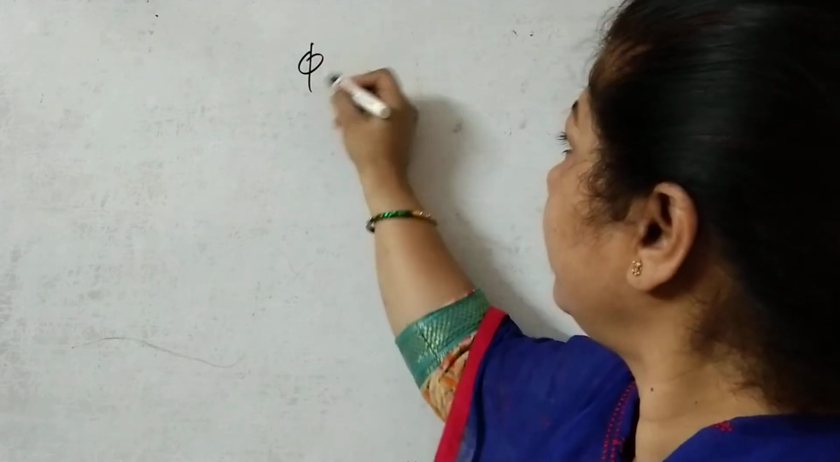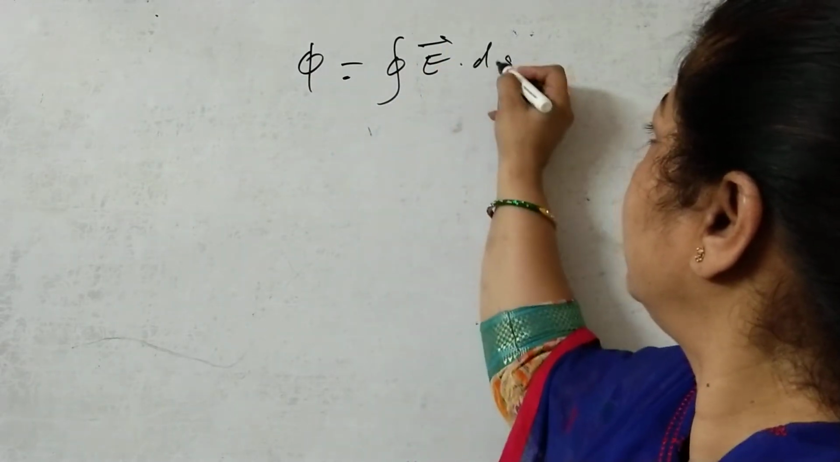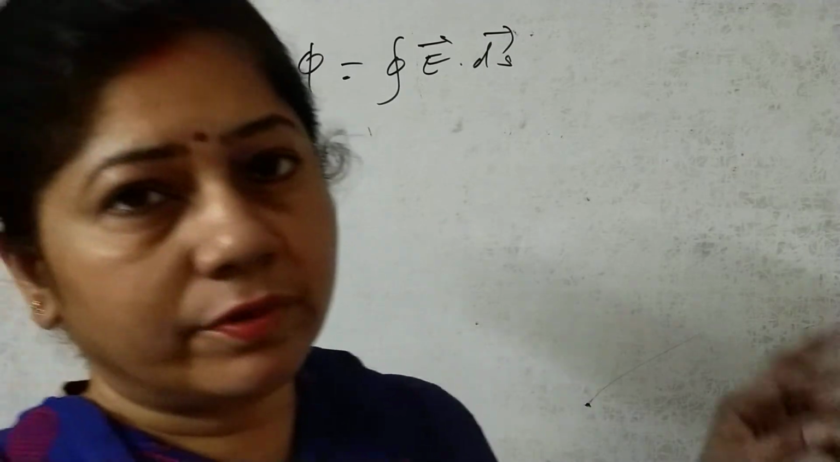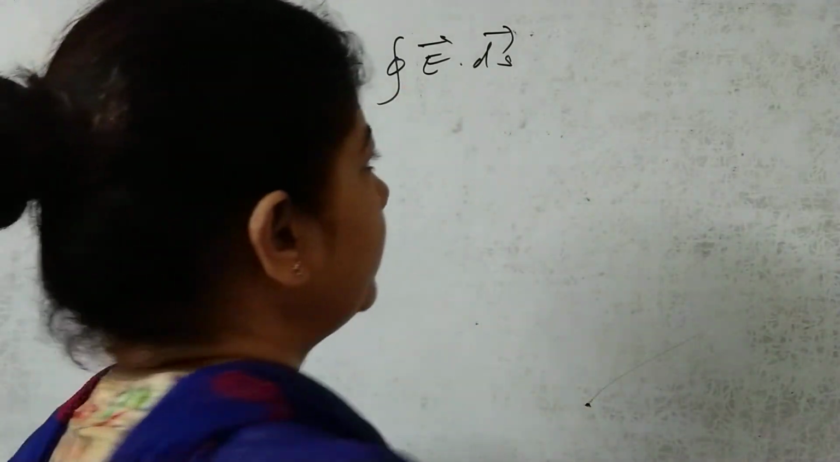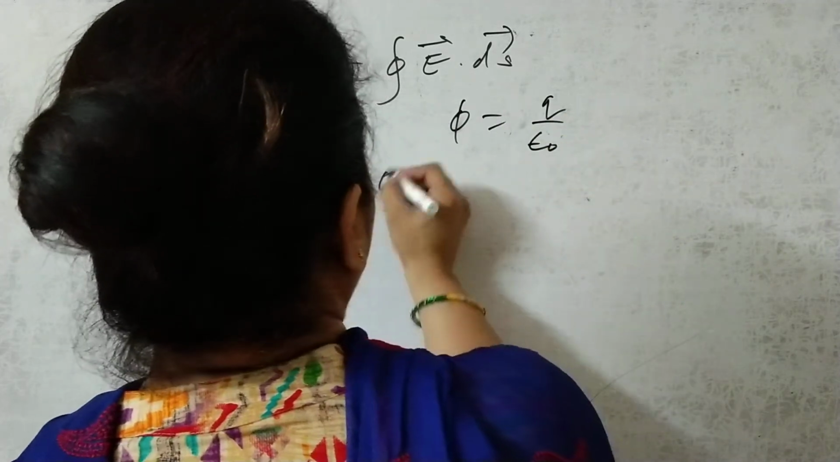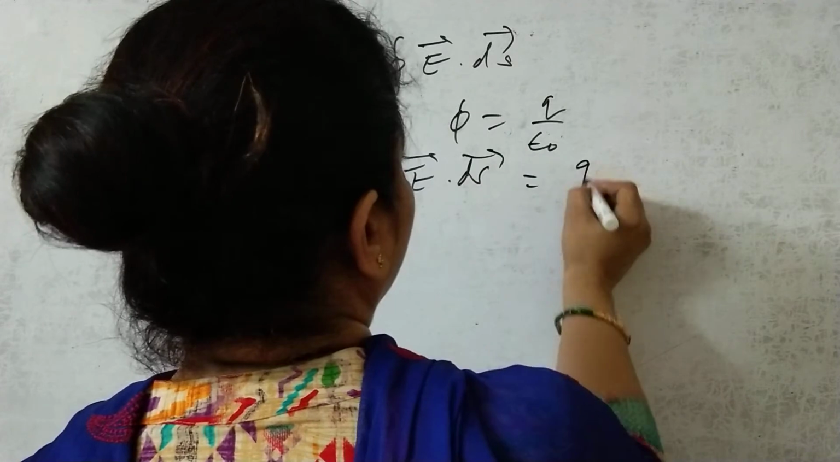Now in this regard we had taken some important conditions. What was the important condition? The flux phi is equal to the closed integral of E vector dot ds vector, where ds vector is the area vector. Since phi is equal to q by epsilon naught, we can easily write the closed integral of E vector dot ds vector is equal to q by epsilon naught.